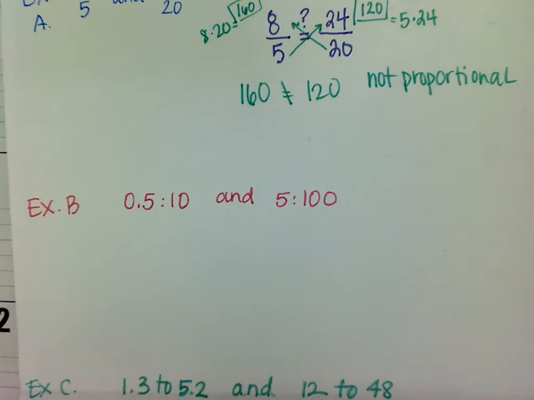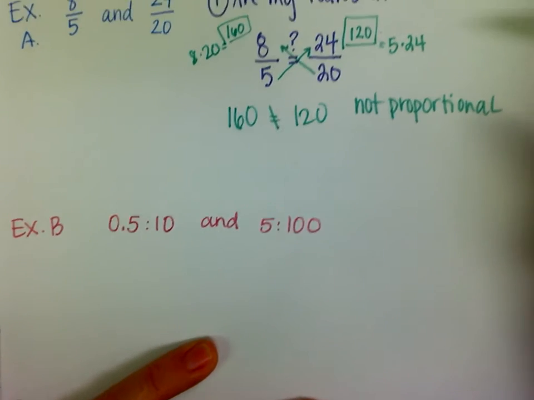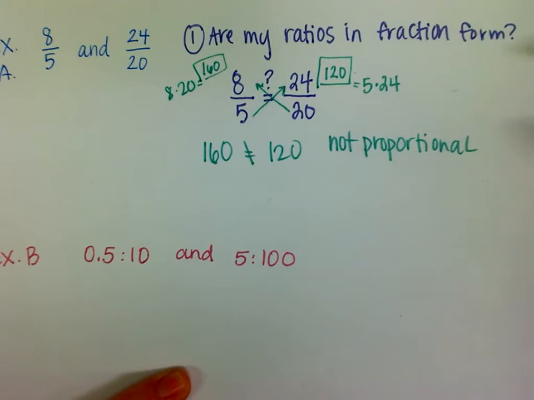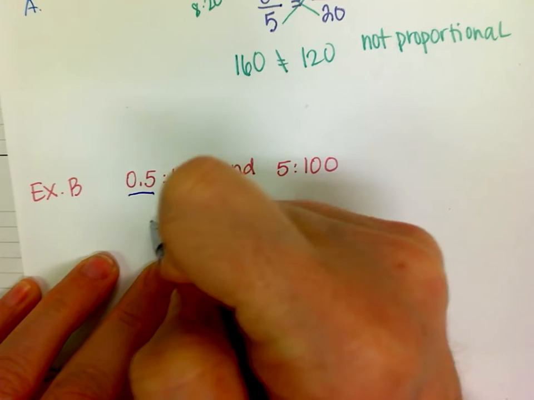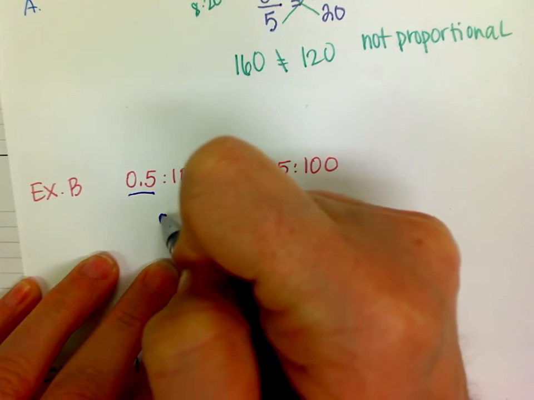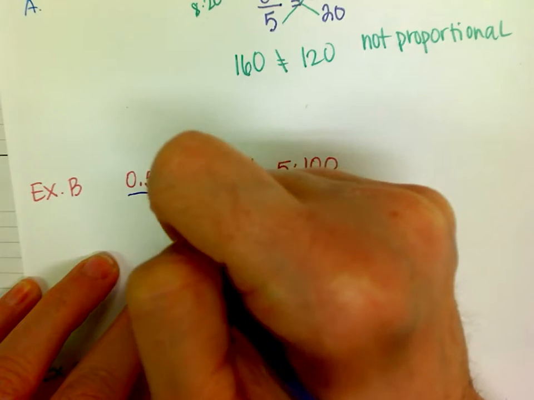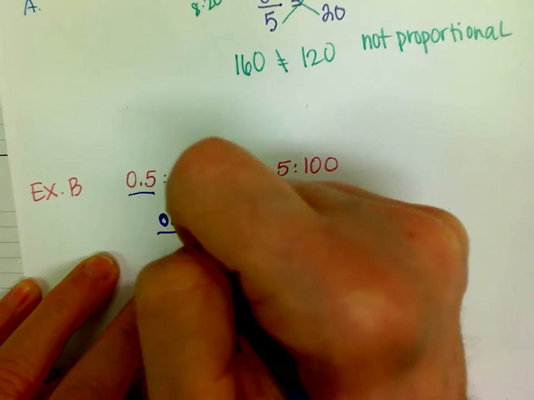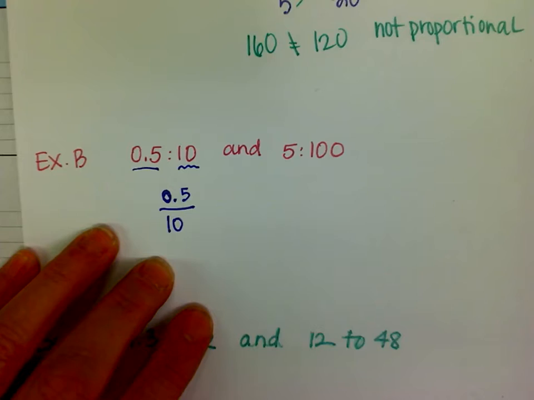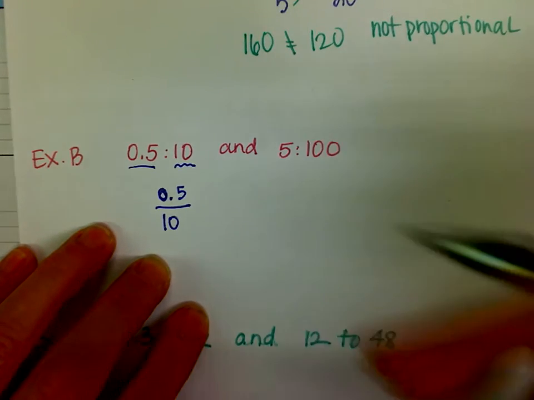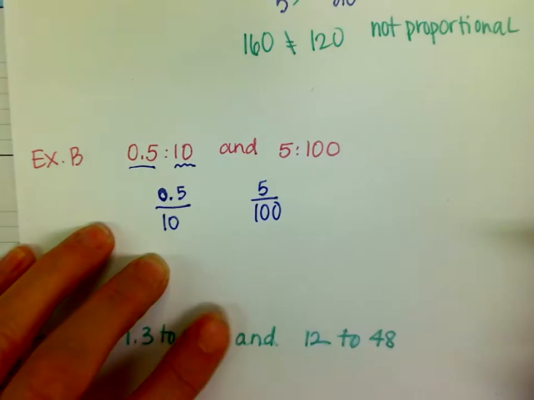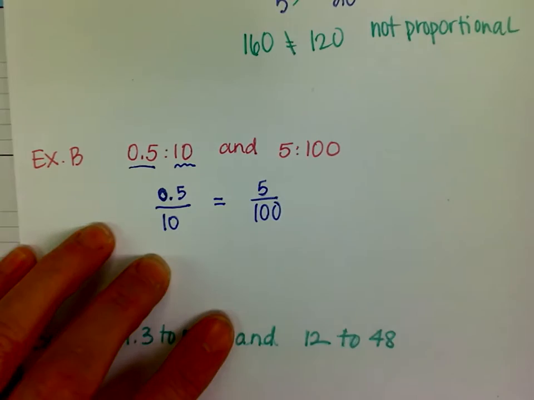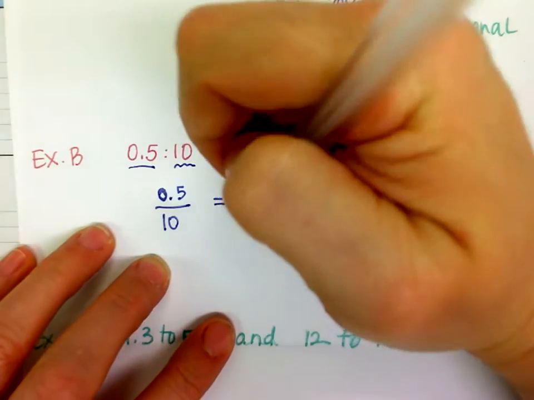These are not in fraction form, so the first thing you need to do is write them in fraction form. Remember our question from above, are my ratios in fraction form? These are not. So we're going to take our first number and it goes in the top of the fraction. We're going to take our second number and it goes in the bottom. So we have 0.5 over 10 and 5 over 100. Set them equal to one another and use your cross products.